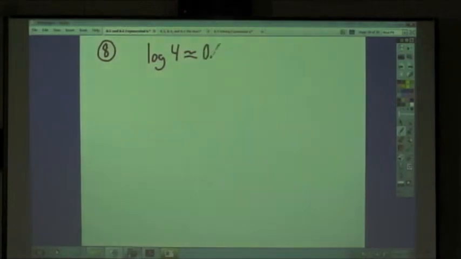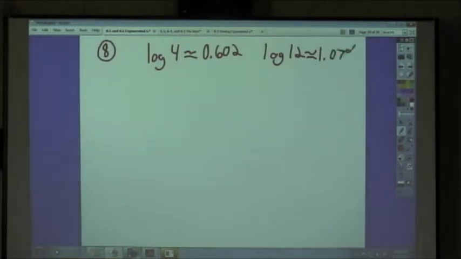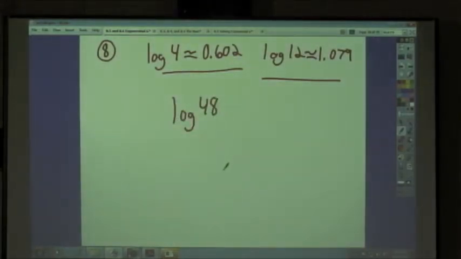So they're telling you 0.602 is what log of 4 is, and then log of 12 is 1.079. So they give you these two values in the problem, and then they tell you to use that to find the value of the log of 48. Yeah, you're still probably going to have to use the calculator a little bit, so I lied a little bit ago. But you're not going to just type this into the calculator as log 48.